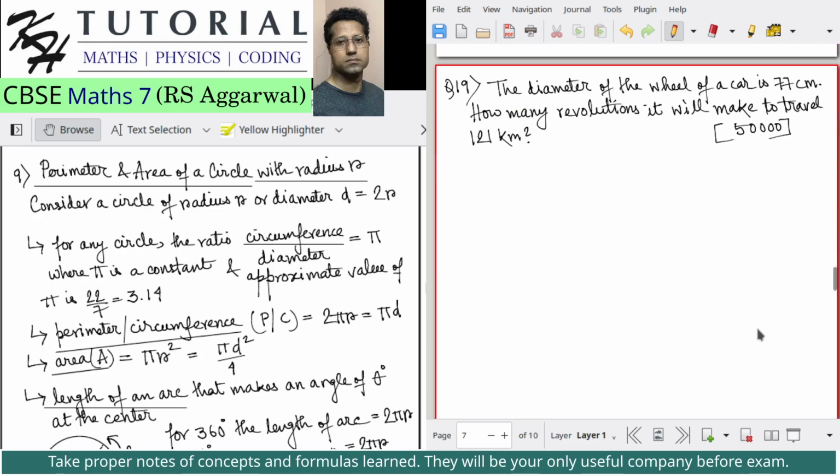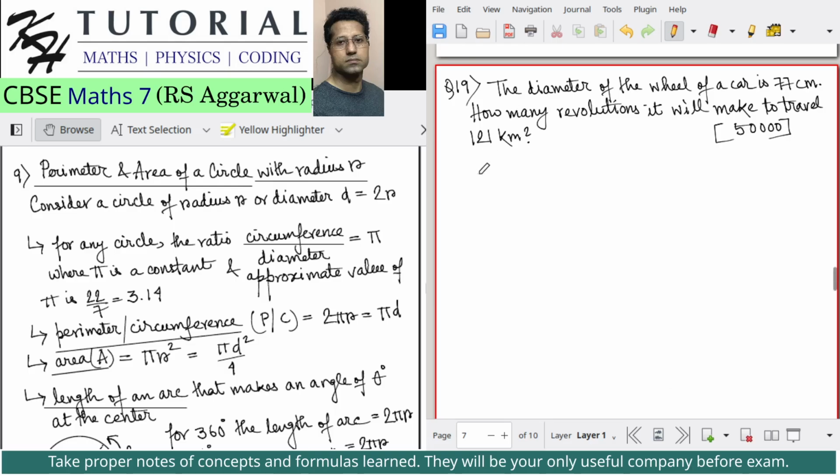The diameter of the wheel of a car is 77 centimeter. How many revolutions it will make to travel 121 kilometer? So this is a little different, a different variation of the previous three problems. So this time it is asking how many revolutions the wheel has to make so that it covers the distance of 121 kilometer. Okay.